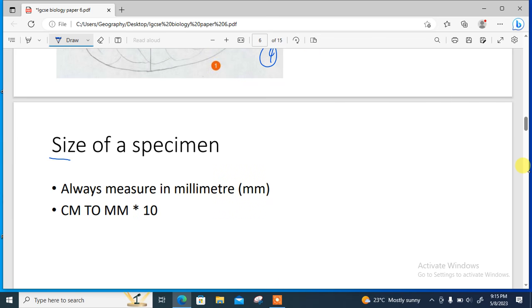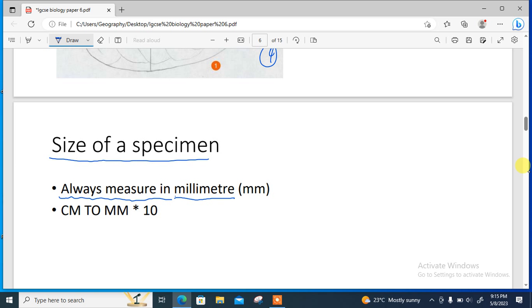Now, in size of a specimen, remember, your alternative to practical, they do not have a core or extended alternative to practical paper. So it is a single paper for both those that are writing core and extended exam. So everybody will take this alternative to practical component. So what that means is there will be no question tomorrow that will require you to measure the size of a specimen that will not be in millimeters. So what I normally tell my students is, always in the exam, every measurement you're going to do, try to always make them in millimeters.